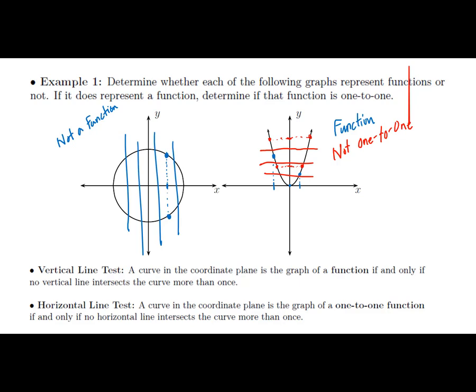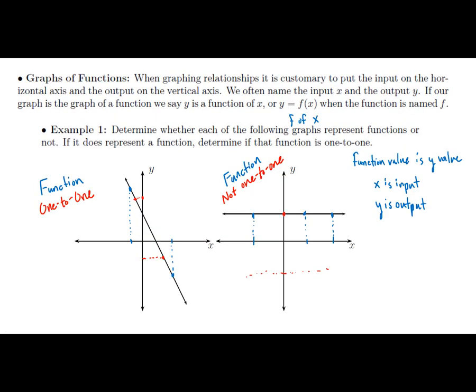I can go back to our previous page here. Why is it that this first one is both a function and one-to-one? Because as I imagine vertical lines being drawn, it only hits this line one time. And similarly, when I look at horizontal lines being drawn, it still only hits the line one time, so it satisfies both the vertical line test and the horizontal line test, and that's why I was able to say it's both a function and a one-to-one function.